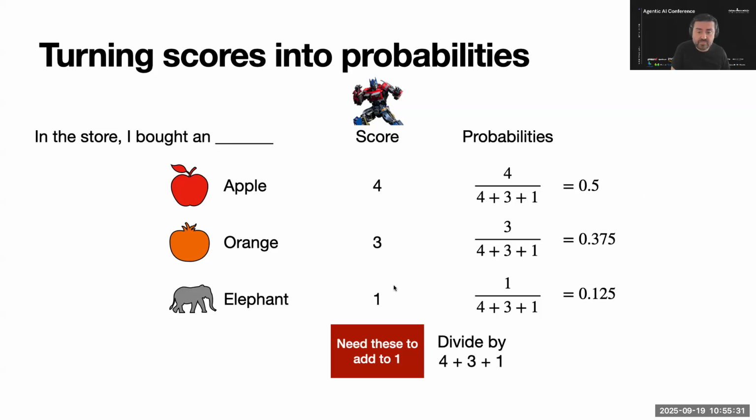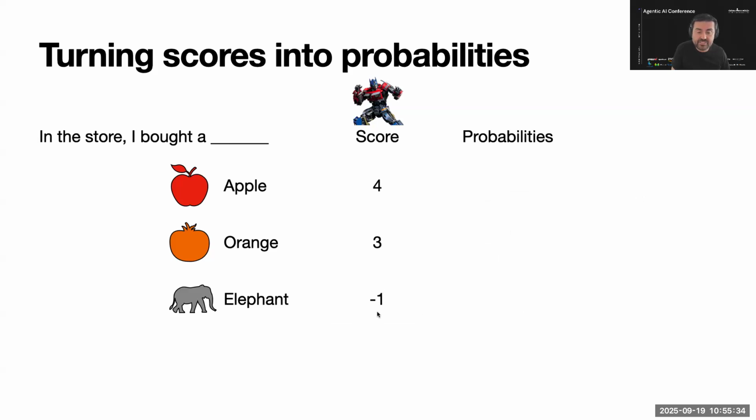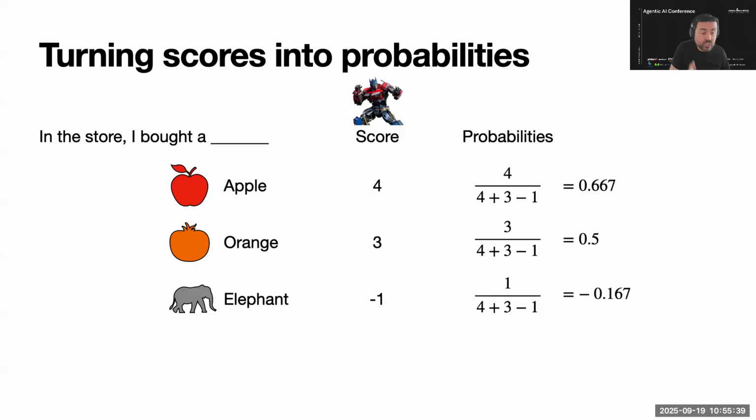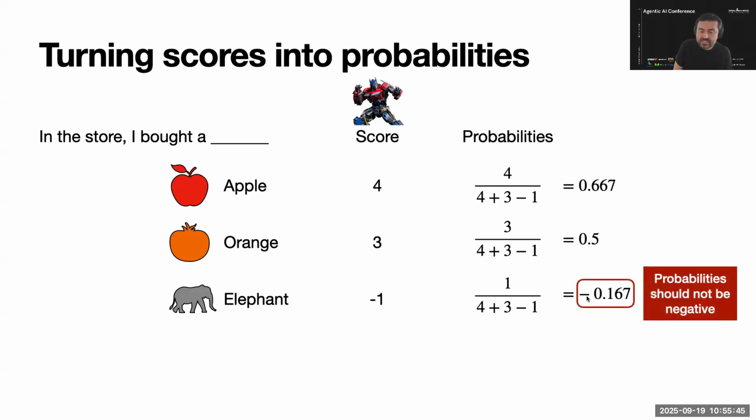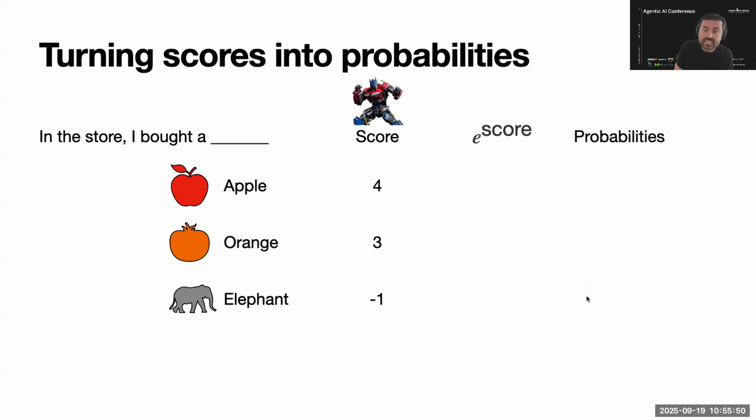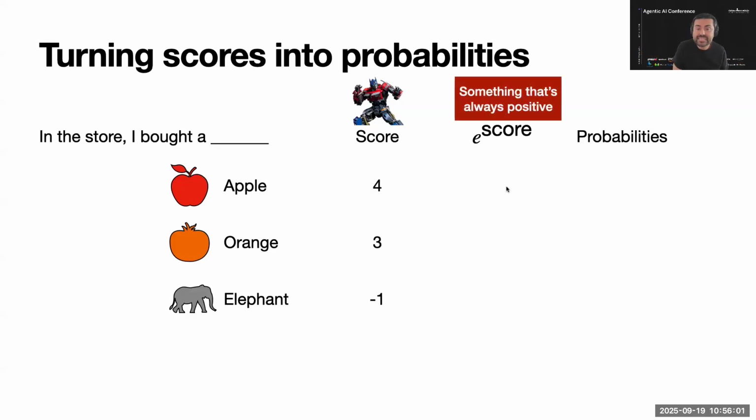However, there's a problem here because scores can be negative. If I have a negative here, I can't play this trick, because I get a negative probability. So what do we do? This is something you do in machine learning pretty much every time you need positive numbers: you take e to the score. Why e? It could be 2 to the score or 10 to the score. Exponentials are always positive, so we use exponentials. So e to the 4, e to the 3, and e to the -1. Exponentials are always positive, and they're also bigger if the number is bigger, so it's exactly what we need.